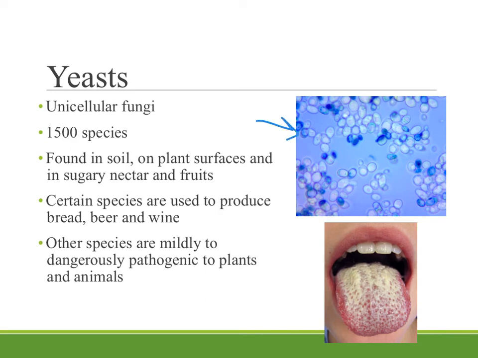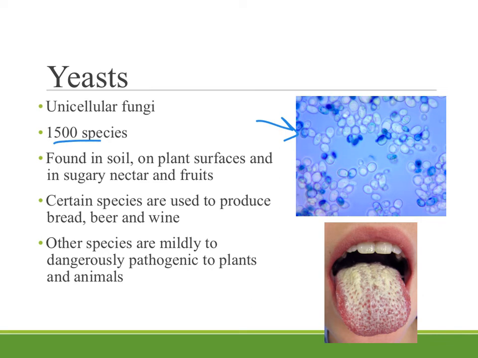These are how we saw them under the microscope. They look like transparent little ovals, and they come basically in an oval shape, though some of them can band together in colonies to make more of a filament shape. As I said, there are about 1,500 different species of yeast.